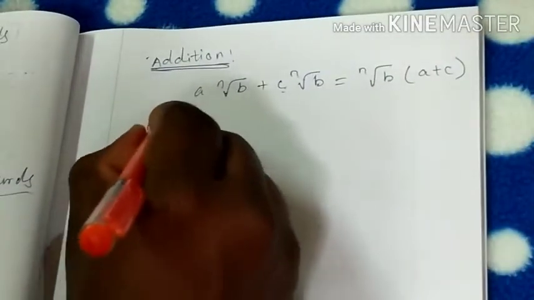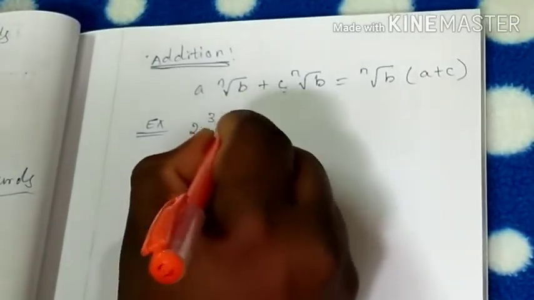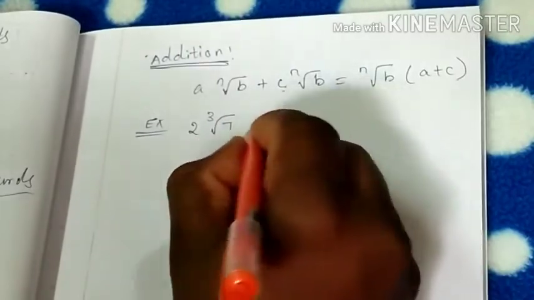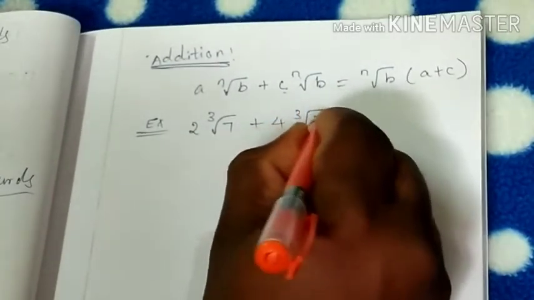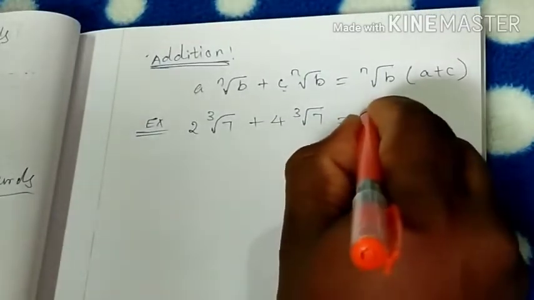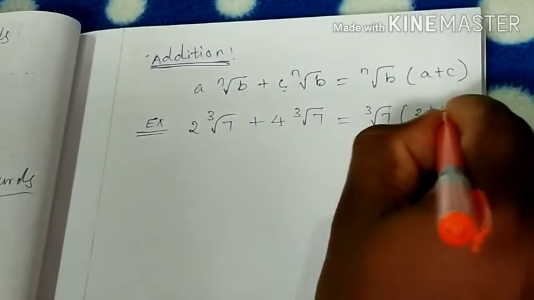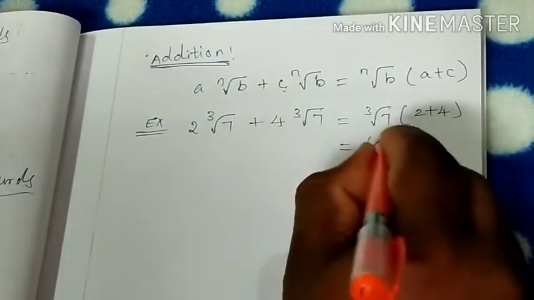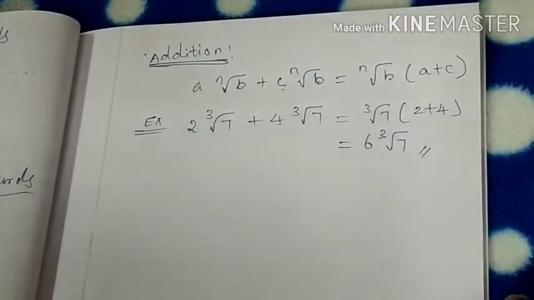The example, 2 into cube root of 7 plus 4 into cube root of 7 equals cube root of 7 times 2 plus 4. 2 plus 4 is what? 6 into cube root of 7. That's the answer. Have you understood the addition of sets?